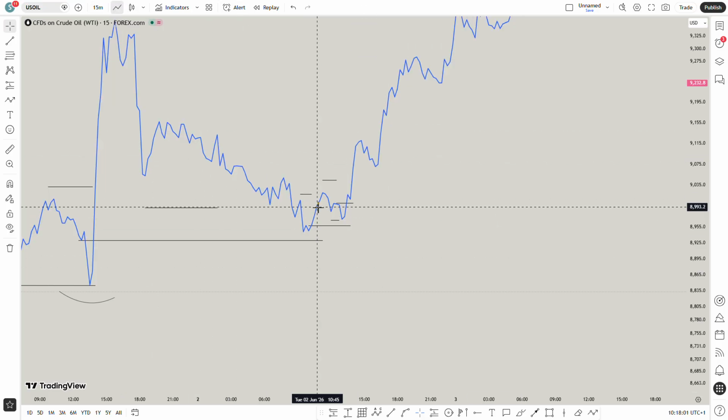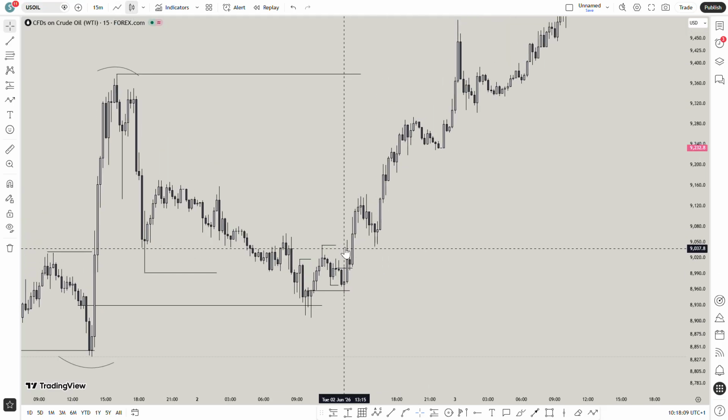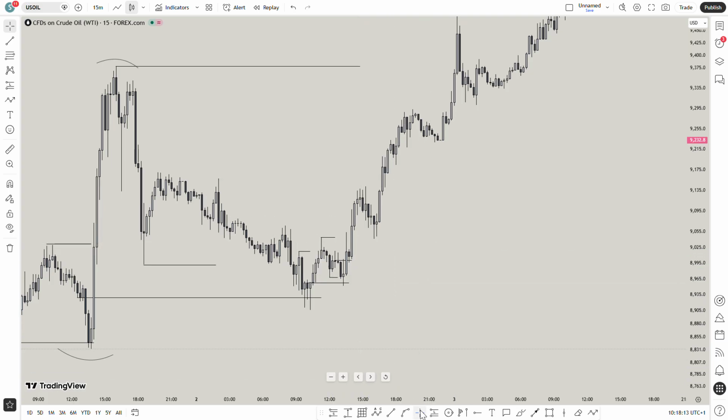So if we go to our line chart, you can see this level, right? That was taken out, right? So basically, the entry was just from that level. I was looking for price to retrace into that level, and then I took the buys. So basically, yeah, the setup looked something more like this.